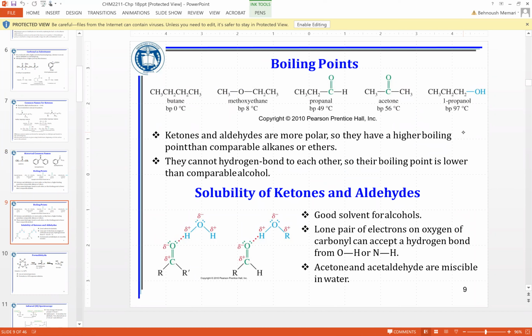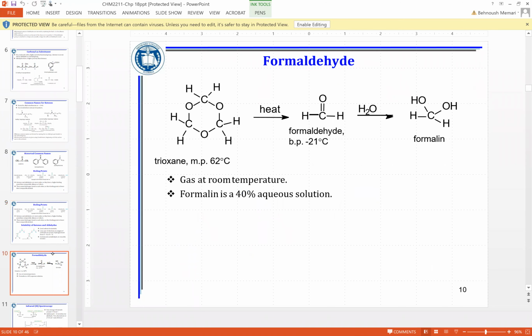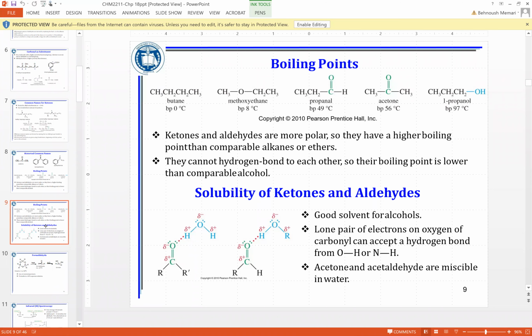Solubility in water for aldehydes and ketones. Solubility in water depends on the number of carbons that you have for aldehydes and for ketones. Because aldehydes and ketones both have a very polar CO double bond, they could have a dipole-dipole interaction, or they are hydrogen bond acceptors, and they can dissolve in water. But there is a cutoff. The cutoff is like 4 carbons.